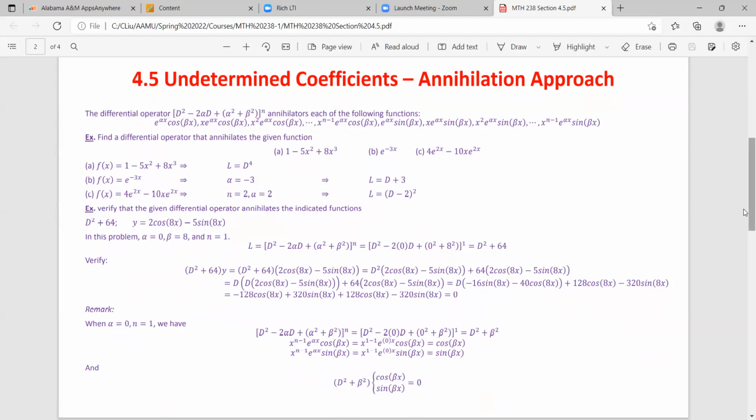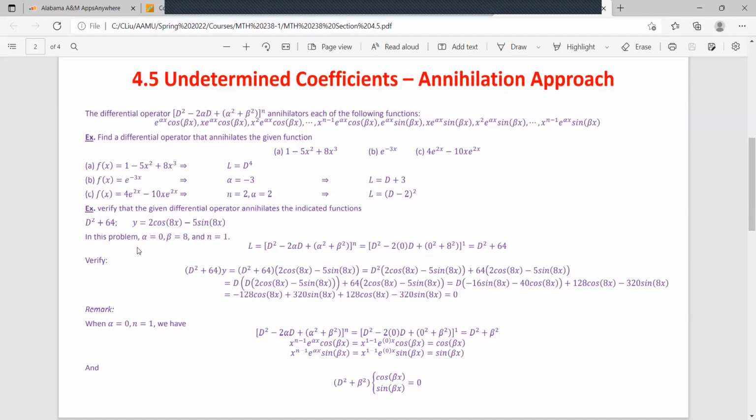Okay. So we're talking about the third operator, d squared minus 2 alpha d plus alpha squared plus beta squared, to the n. One of those special cases, just to verify this annihilator will work on this function. Actually, that's the only question we have for this problem. Okay. So we can use this third rule.